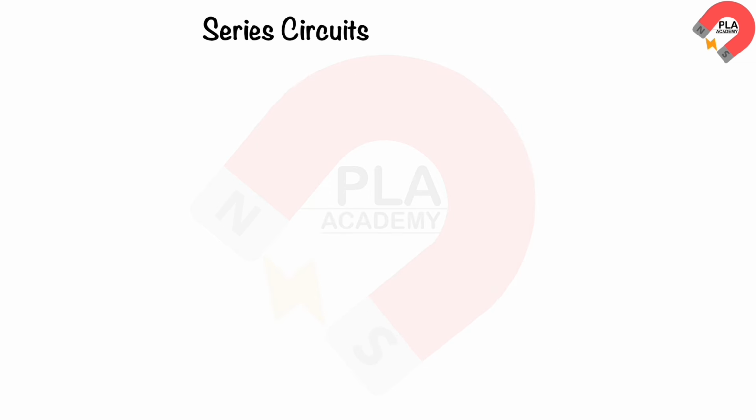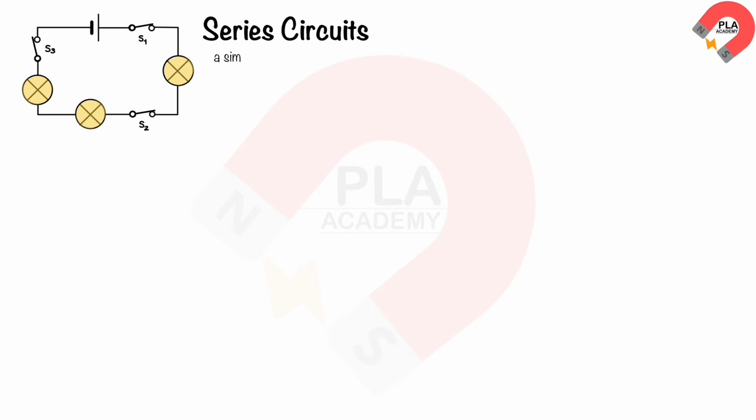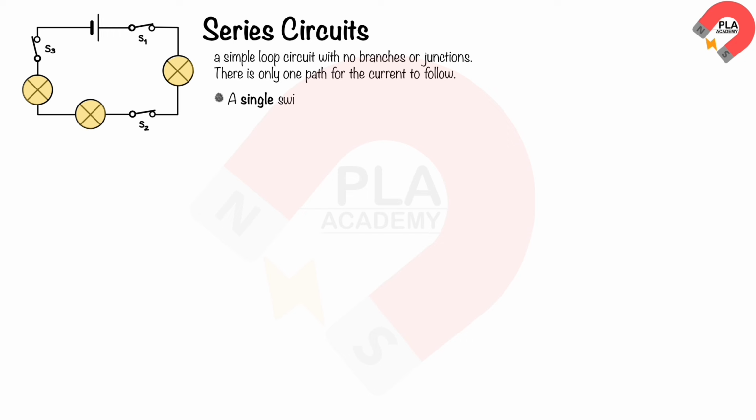Series circuits. A series circuit is a simple loop circuit with no branches or junctions. There is only one path for the current to follow. In a series circuit containing three identical bulbs as shown, a single switch placed anywhere in the circuit can turn all the bulbs on and off.